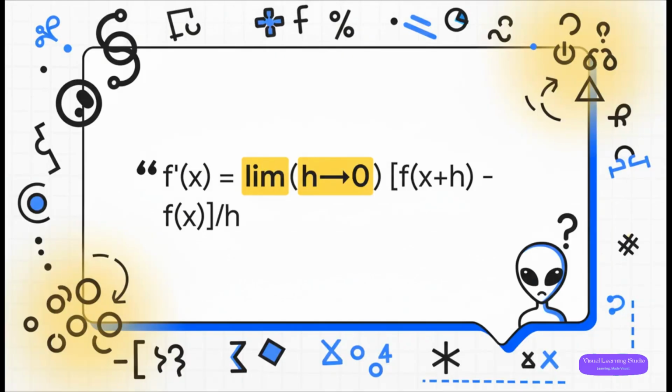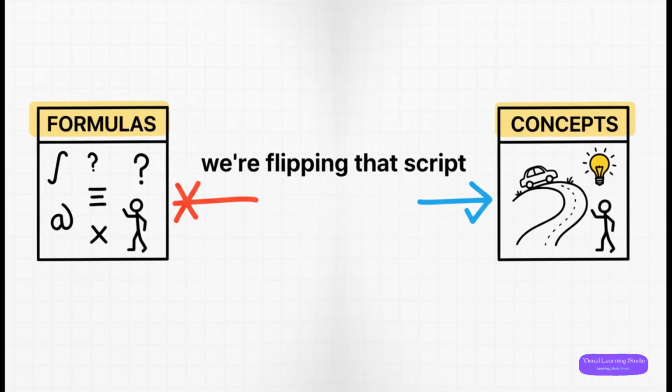So, does this formula look like some kind of alien language? Yeah. If you're nodding right now, you are definitely not alone. This formula right here is usually where most people get completely lost. And you know what? It's for a very good reason. And here's the thing. The traditional way we're all taught calculus has us memorizing formulas just like that one before we have any clue what they actually mean.